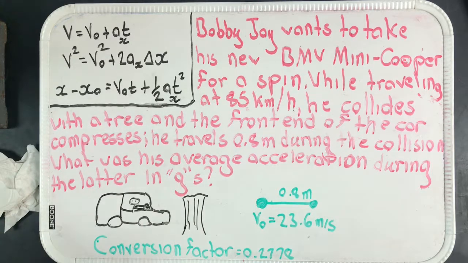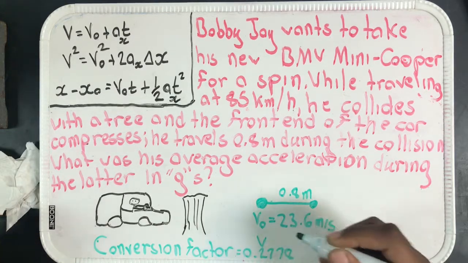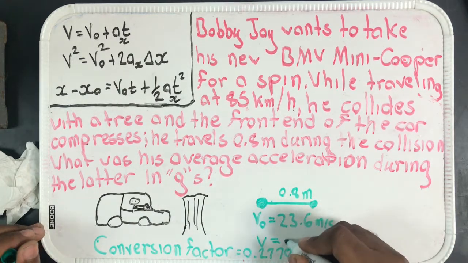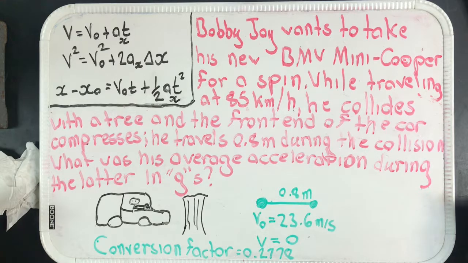So in terms of meters per second, this is Bobby J's initial velocity. This is his velocity the moment that he collides with the tree, okay? And we're not concerned with the moment he collides with the tree and he kind of slows down. We're looking at the instant before he connects with this tree. And that's where we're going to be taking our reference point from. And his initial velocity at that point is 23.6 meters per second. And we know his final velocity because he comes to a complete stop after this collision. He travels this distance and he comes to a complete stop. So his final velocity is 0.